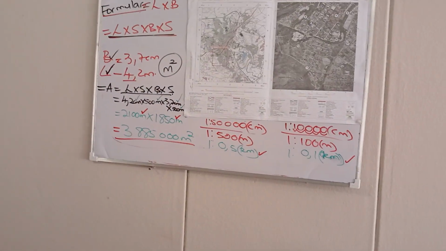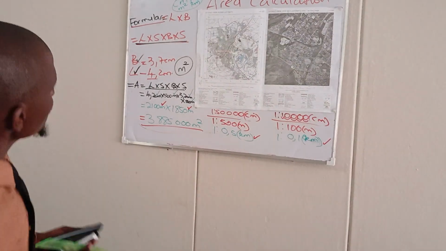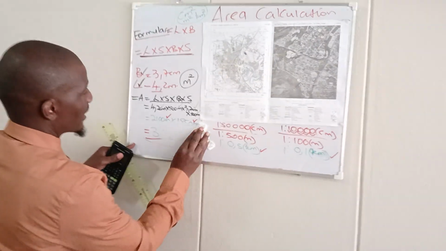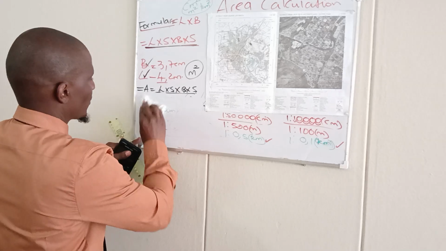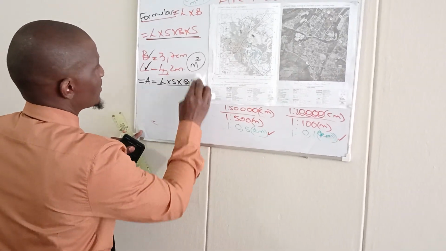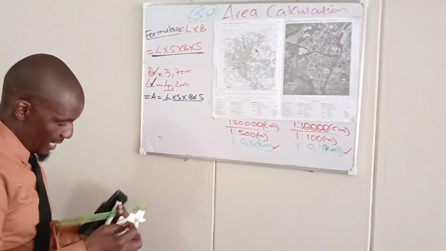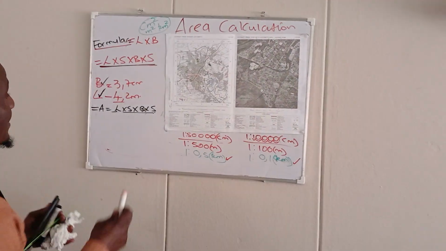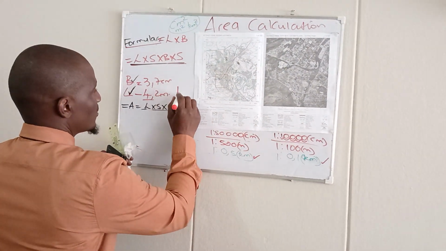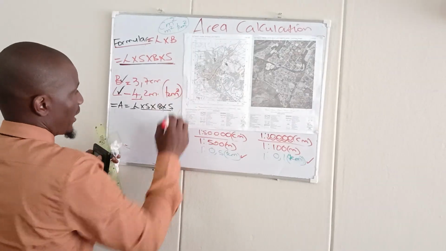I'm going to do the same calculation, but now I want this answer to be in square kilometers. Okay, so what I'll do is I'm just going to rub off here. The formula is still the same, but I've been asked to write my answer in square kilometers.